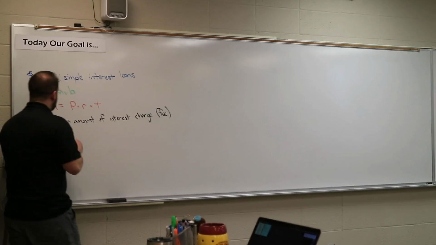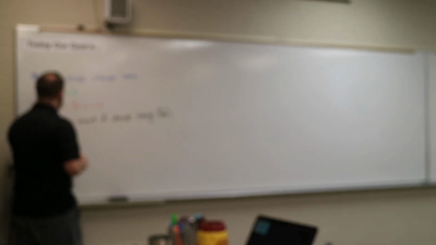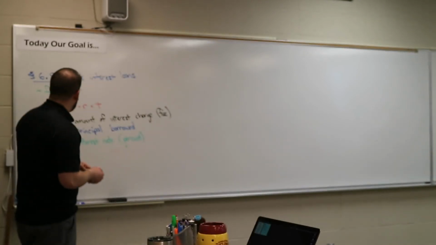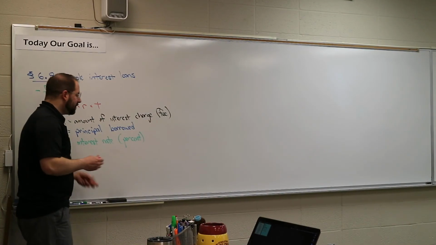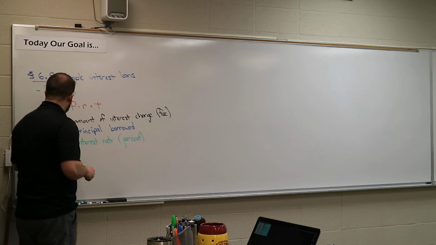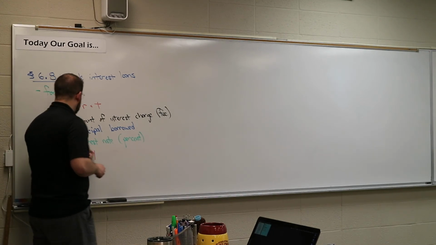The next part here, the P, is the principal amount, which is the amount we borrowed. It's the money that we're borrowing. R is the rate that we're getting charged, the interest rate, which is a percent. We'll have to switch that percent to a decimal when we actually do this problem. And the last letter, T, is time, which is in years.